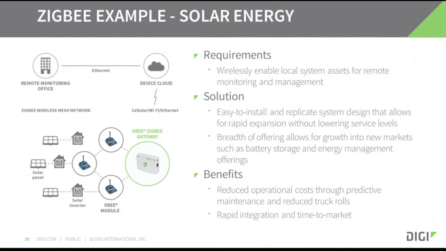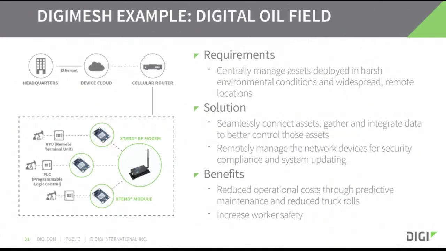So here we have a DIGIMESH example in the oil and gas industry, specifically in the upstream oil and gas space, oil fields, oil production areas. There are many different types of assets deployed across vast areas of different types of terrain. Devices like RTUs, PLCs, all kinds of different sensors like tank monitoring sensors, toxic gas sensors for safety of employees. All of these different types of devices are distributed throughout the oil field site.